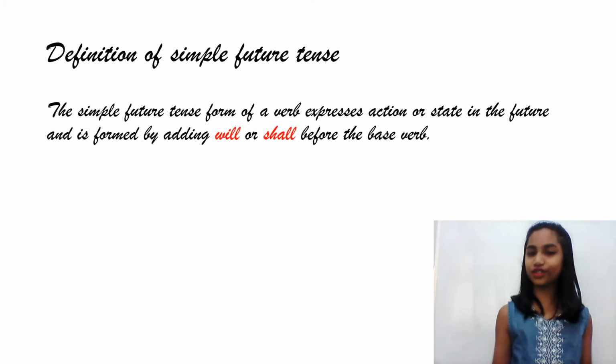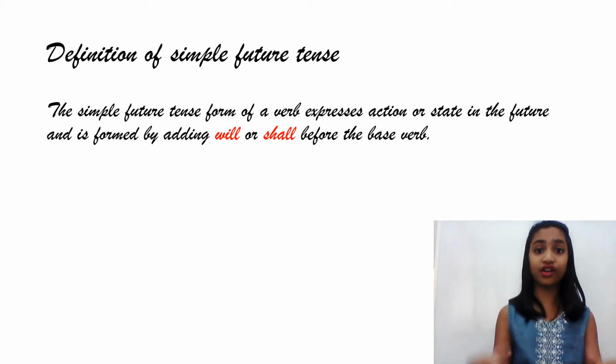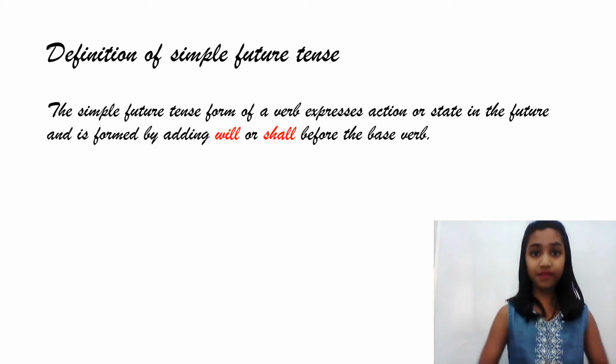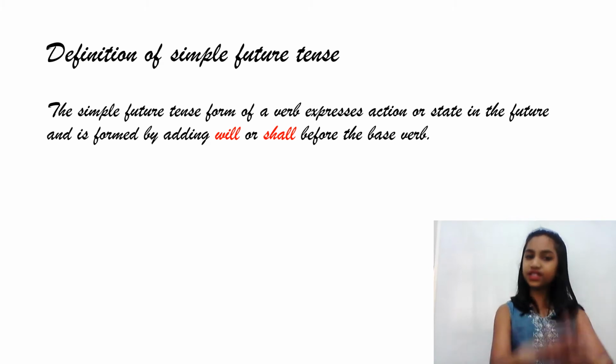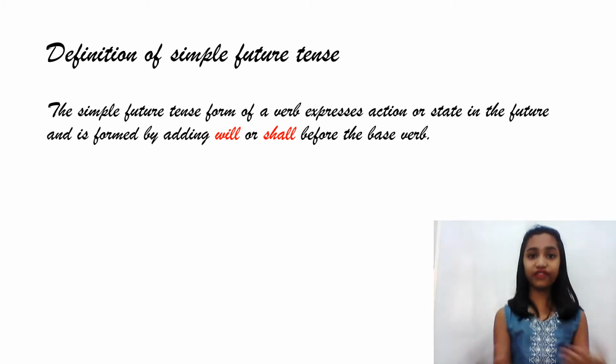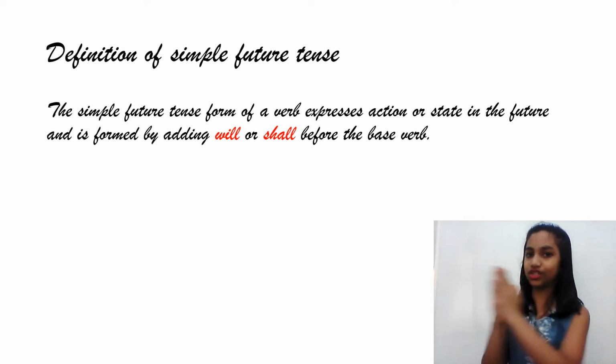The simple future tense form of a verb expresses an action or a state in the future and is formed by adding will or shall before the base verb. Okay? Now we know the brief explanation of simple future tense. So let's move on with the short one.